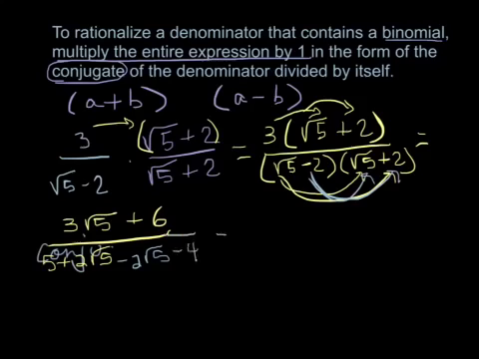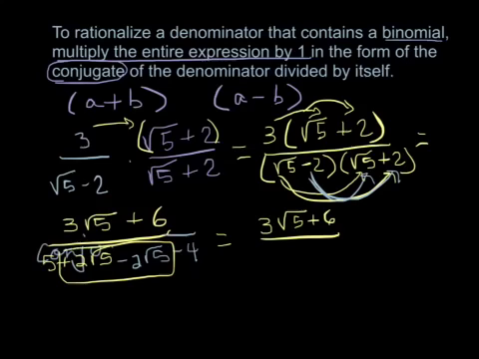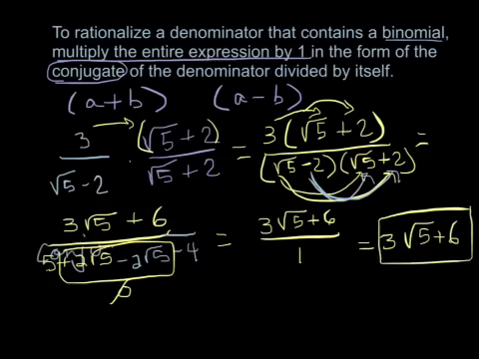Now we can simplify. We're going to get 3 radical 5 plus 6 in the numerator. 2 radical 5 minus 2 radical 5 is 0. And then I get 5 minus 4, which is 1. So my answer will be 3 radical 5 plus 6. No denominator, no radicals in the denominator.